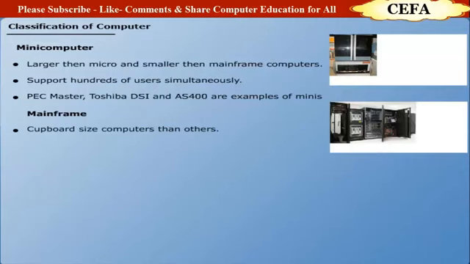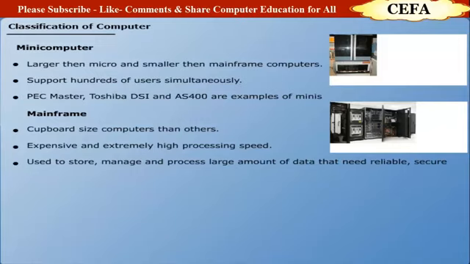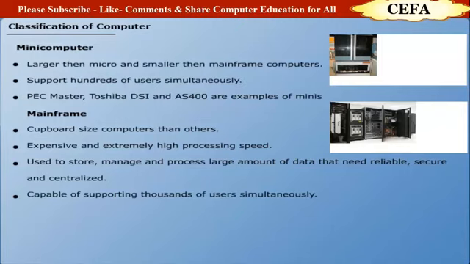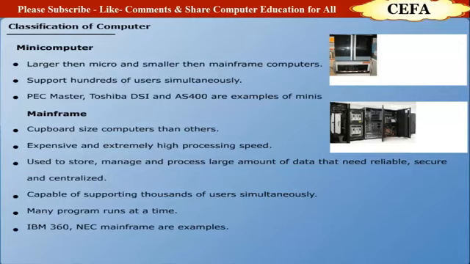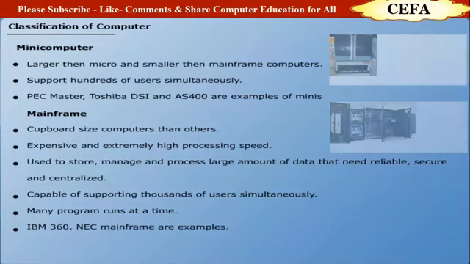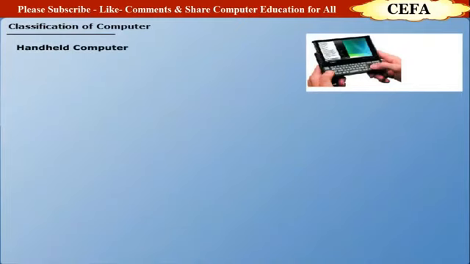Mainframe. Mainframes were large, cupboard-sized computers. These were expensive and their processing speed was extremely high. Mainframe computers were used to store, manage, and process large amounts of data that needed to be reliable, secure, and centralized. The main feature of mainframe computers was that they were capable of supporting thousands of users simultaneously. A mainframe computer had the capability to execute many programs running at the same time. For example, IBM 360 and NEC mainframe.